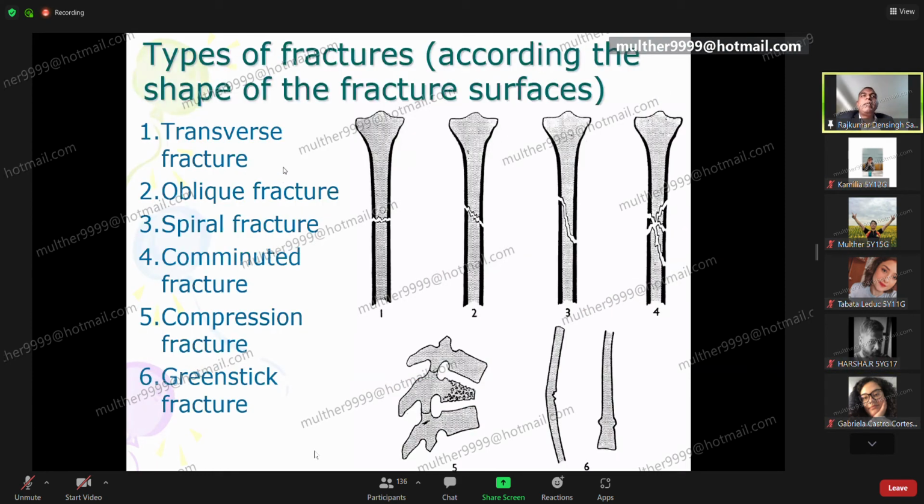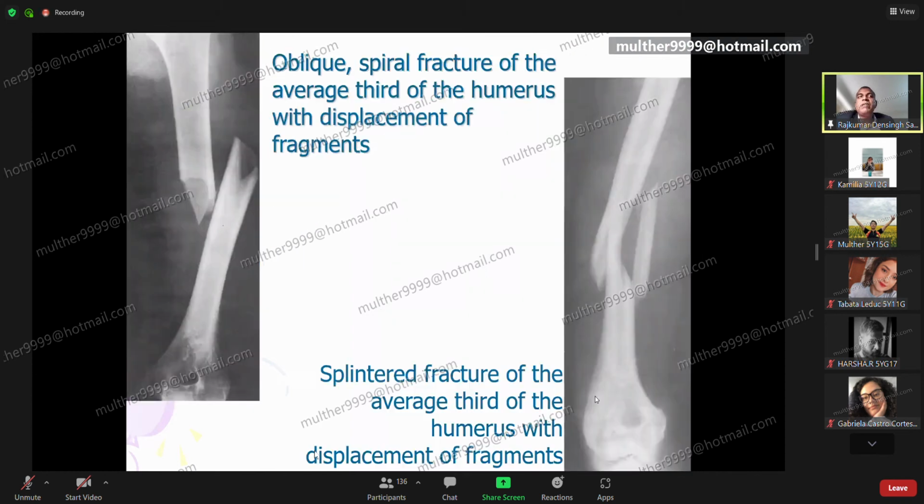So here we have a picture that talks about the line of fractures. This can be seen only on X-ray. A fracture can be transverse, oblique, spiral, or comminuted. In vertebrae, we might have a compression fracture. In children, we have a greenstick fracture. Understand, doctor? In children, we have greenstick fracture.